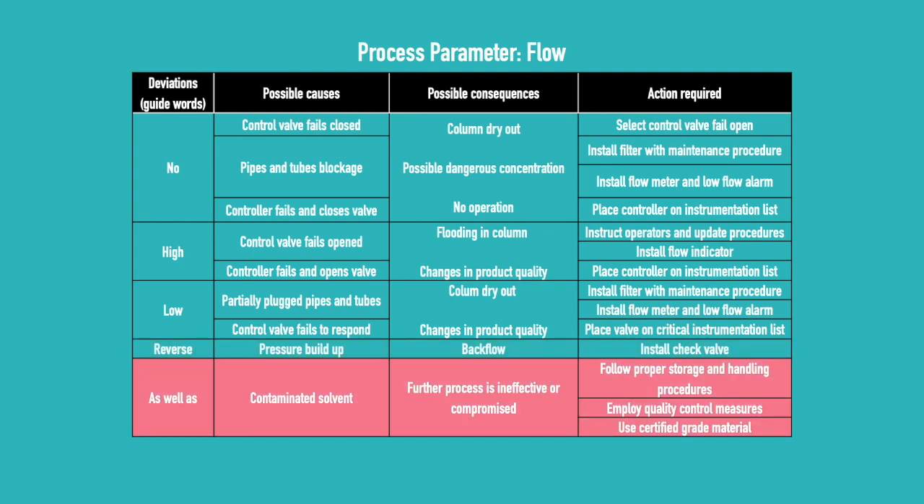If the stripping column has flow as well as other components, it is due to contaminated solvent, which can compromise further process. Actions required are to follow proper storage and handling procedures, employ quality control measures, and use certified grade material. The second process parameter is temperature.